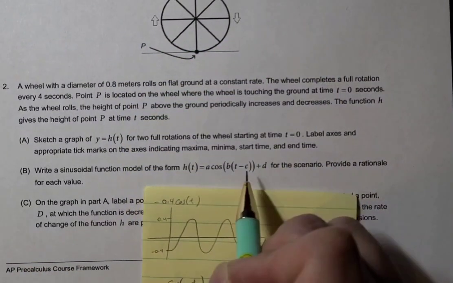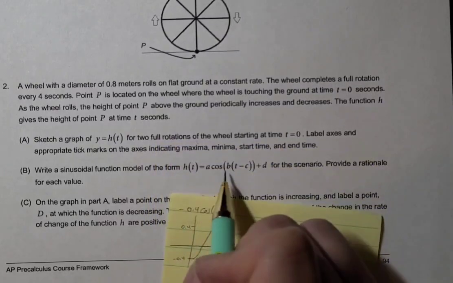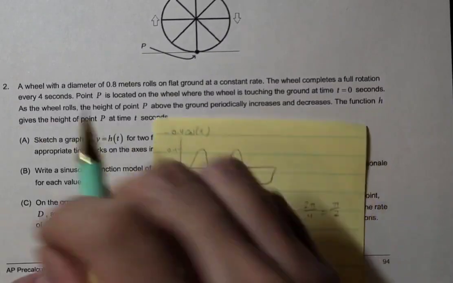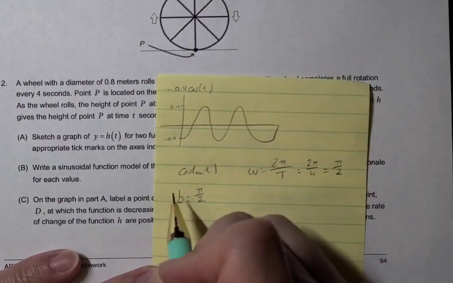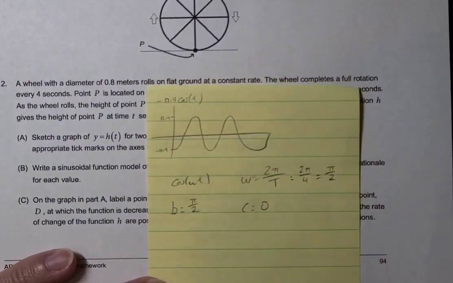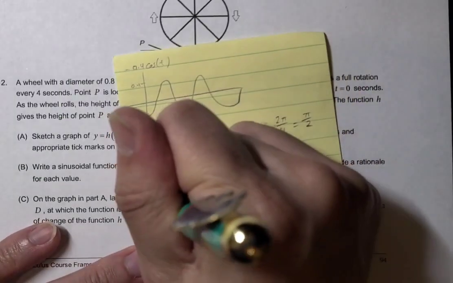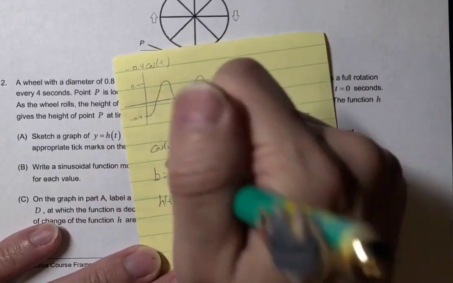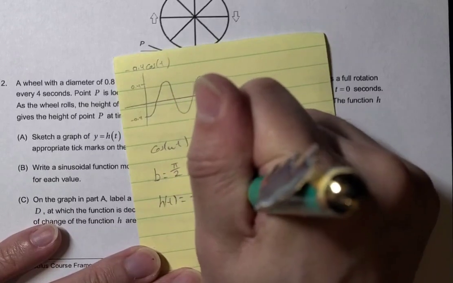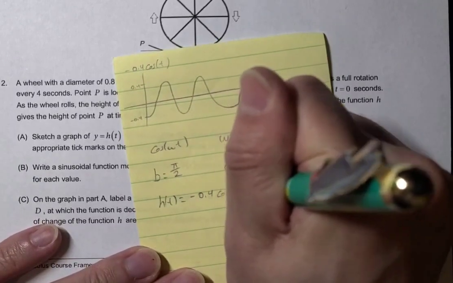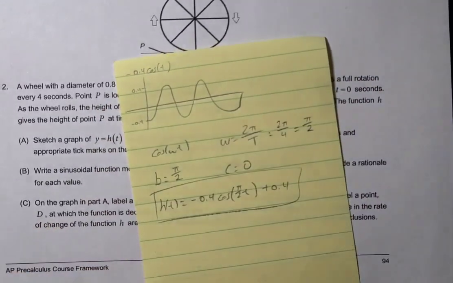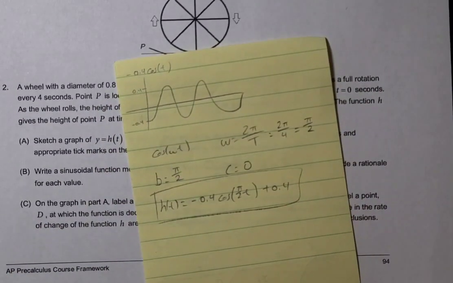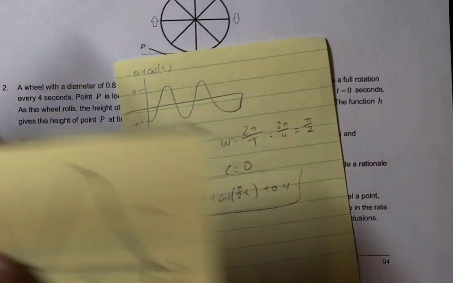Horizontally, there isn't, because we started with the cosine, and we just did some reflections in order to match it. We don't have to horizontally shift it anymore. So C would equal 0. So our final answer, h of t, would be minus 0.4 cosine of pi over 2t plus 0.4. That's our model, at least for the curve that I sketched.